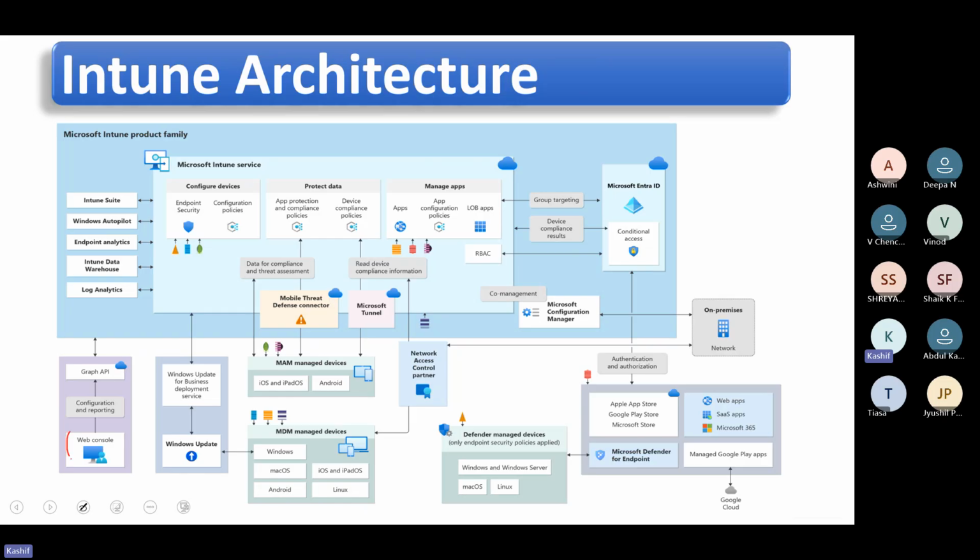What you get when you create your subscription, you get web console access. Through that web console access, you do what? Configuration and reporting. Your request goes to Graph API. Graph API is a communication bridge between you and Intune services in the backend. So your request, whatever the request and configuration you would like to do, that goes to Intune services in the backend. And then either to configure devices or protect data or manage application.